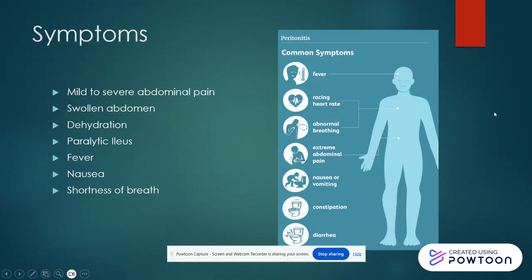Symptoms of peritonitis: mild to severe abdominal pain, swollen abdomen, dehydration, paralytic ileus, or the paralyzation of the muscles that help food be pushed through the intestines, fever, nausea, shortness of breath. And if you have ascites, you may also experience mild cognitive impairment, fatigue, swollen legs and feet, and you may bruise and bleed easily.